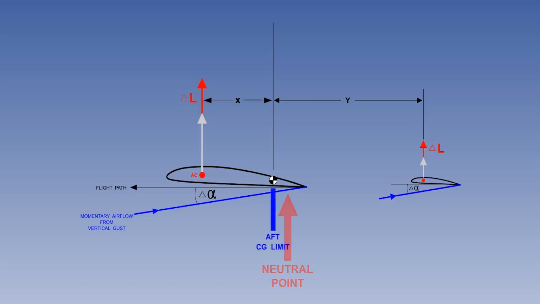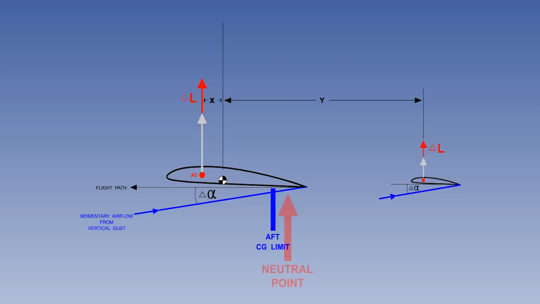The CG position that guarantees minimum acceptable longitudinal static stability is known as the aft CG limit. Operationally, the CG must never move outside the aft CG limit at any time during the flight. Calculating the CG position during the entire flight will be fully covered in a different subject called mass and balance. If we now move the CG forwards of the aft CG limit, the longitudinal static stability will increase.